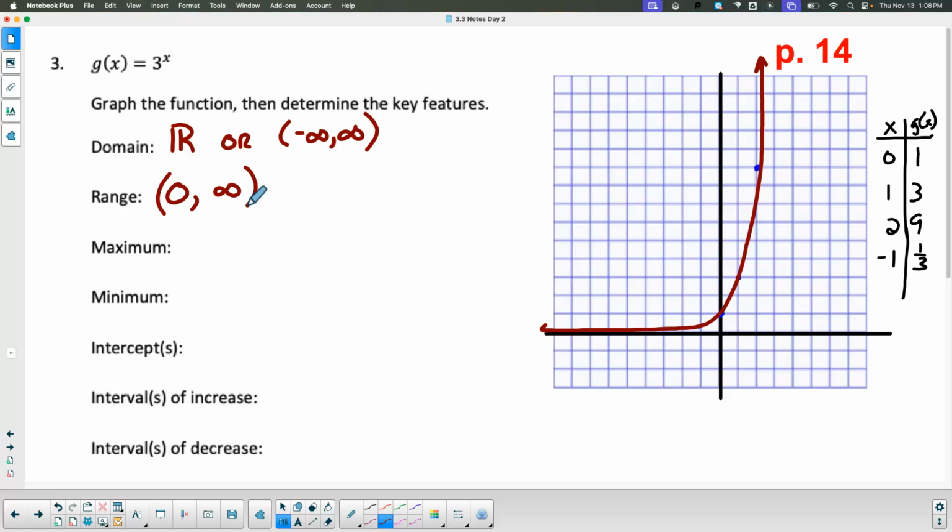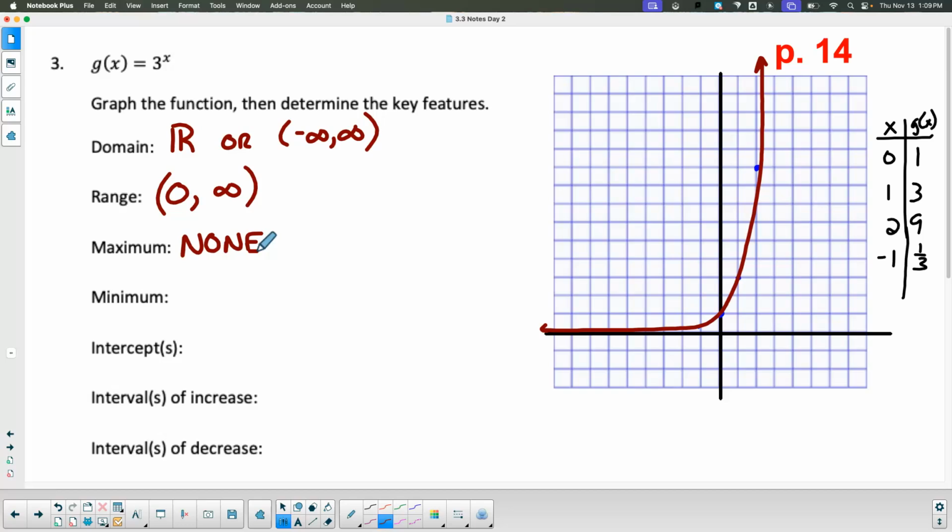So what's my maximum then? Infinity at x equals infinity? None, because it goes to infinity. You can't get to infinity. Is infinity a number? No.